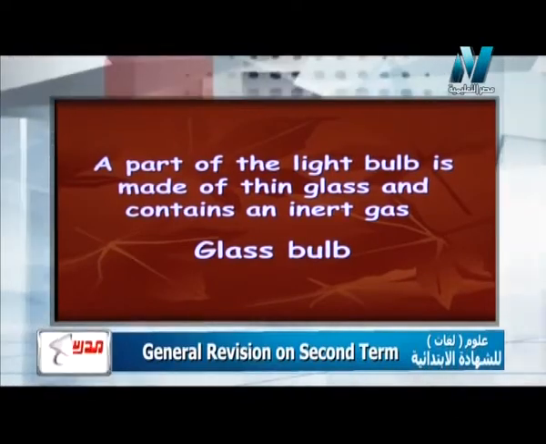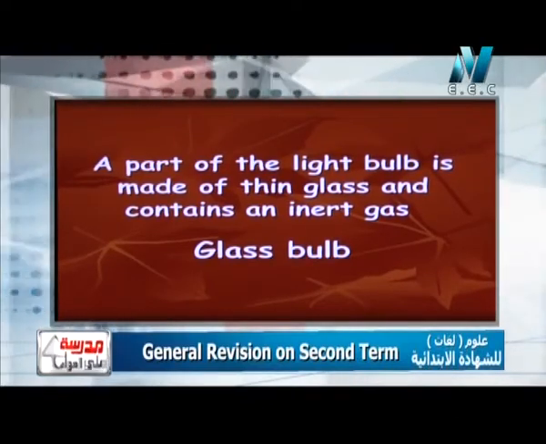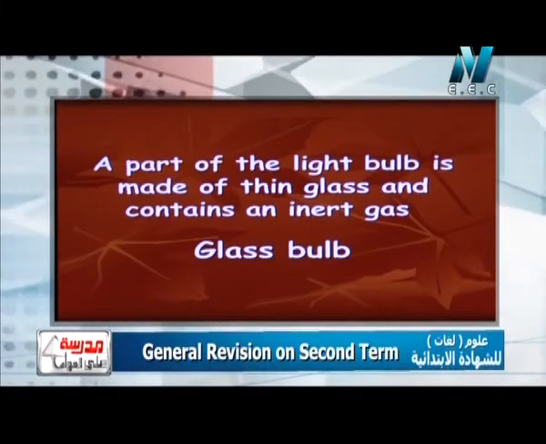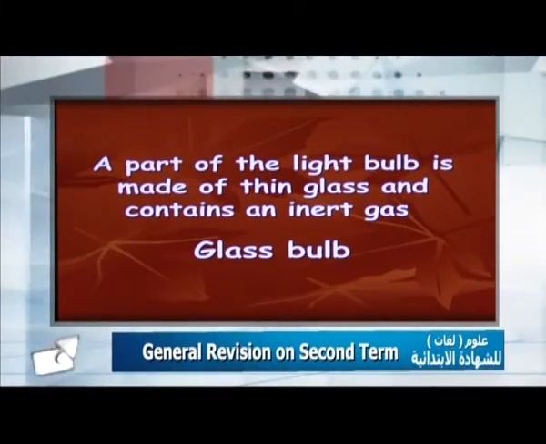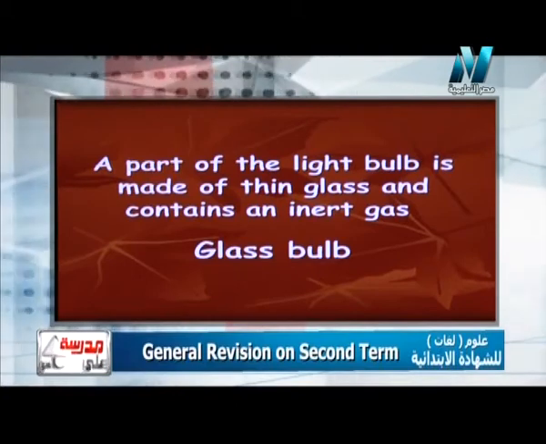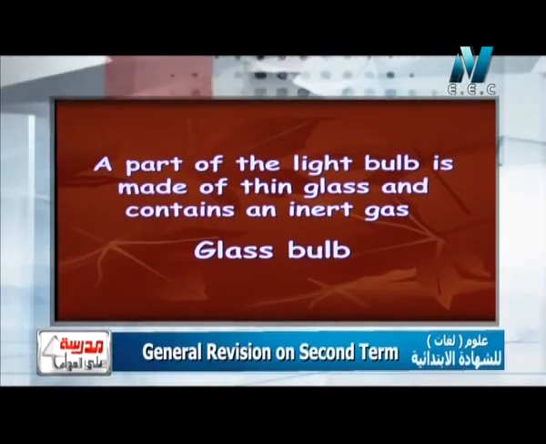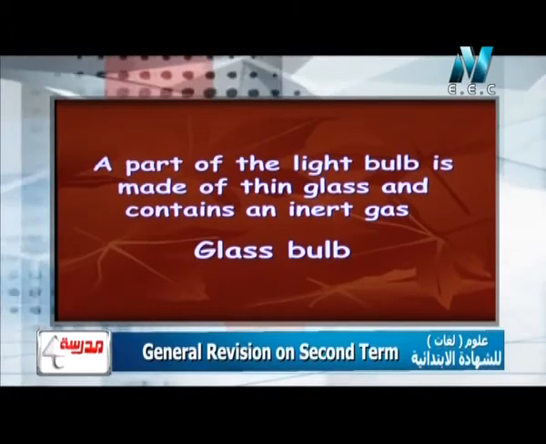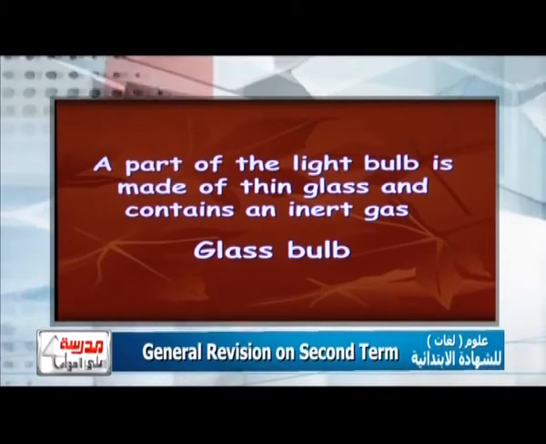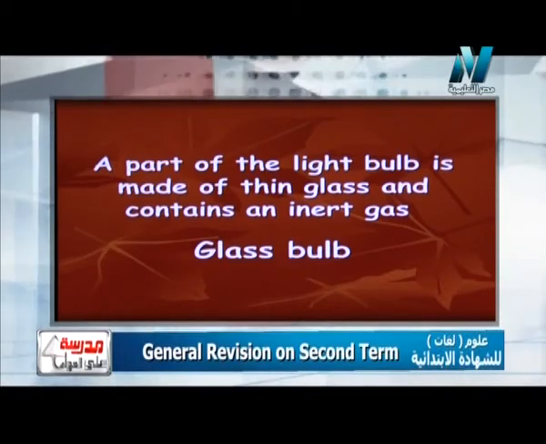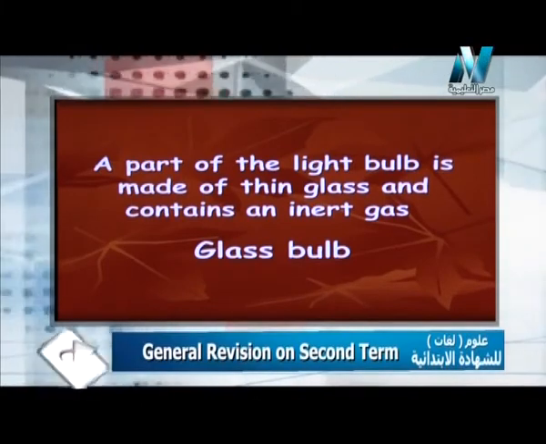It is very possible that someone might not notice the question and say tungsten filament. No, I am saying a part of the light bulb made of thin glass. A part made of very thin glass, surely it is the glass bulb. And contains an inert gas. So what about this inert gas? Surely we know that inert gas is the argon gas. Again, inert gas is the argon gas.